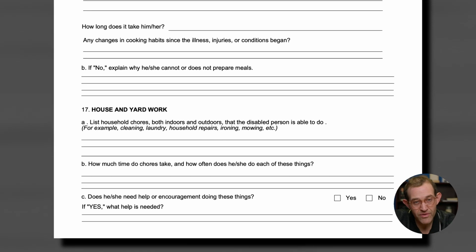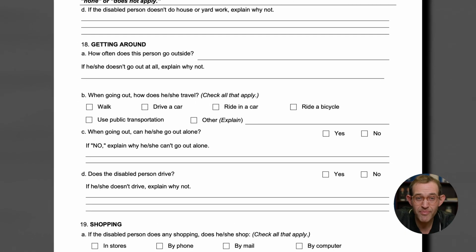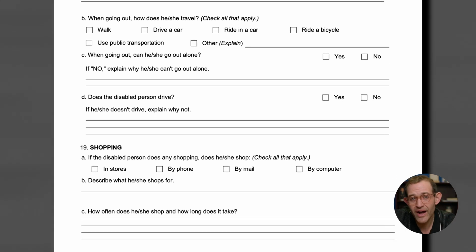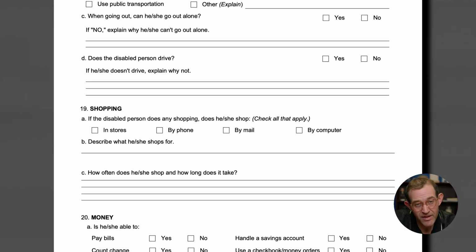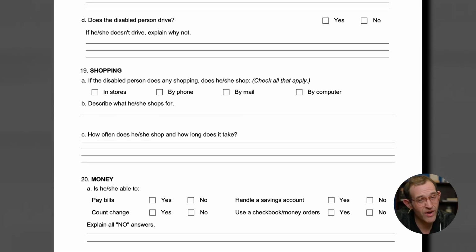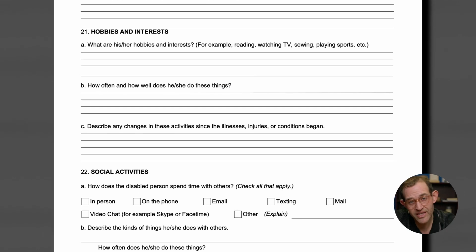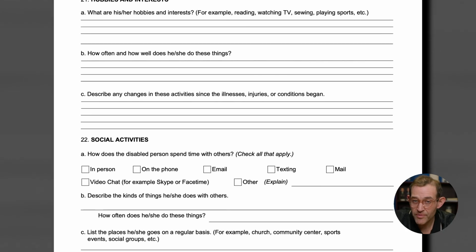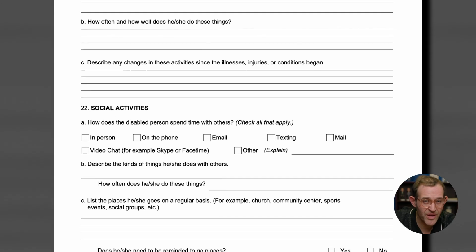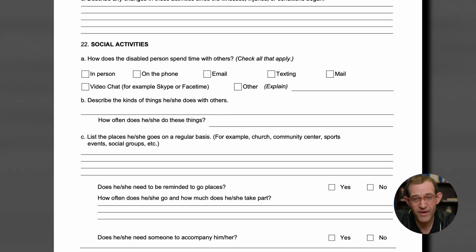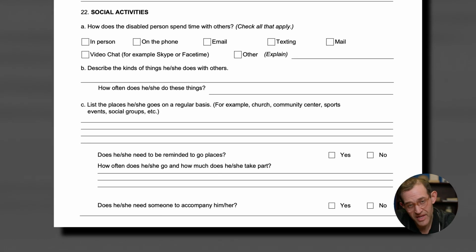When asked about getting around, shopping, and money management, answer based on what you actually observe. If they rarely go out, go only with help, avoid crowds, or struggle with errands, explain why. If their ability to handle money has changed, describe how. The sections on hobbies and social activities are not meant to trap anyone. Social Security wants to know whether these activities are limited, reduced, or done inconsistently. Watching TV for short periods, scrolling on a phone, or attending something rarely is very different from sustained active participation. Be specific about frequency and quality, not just whether something exists.